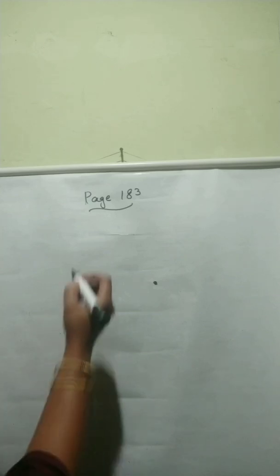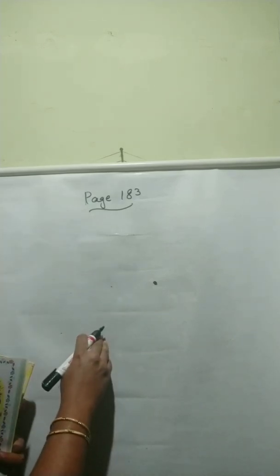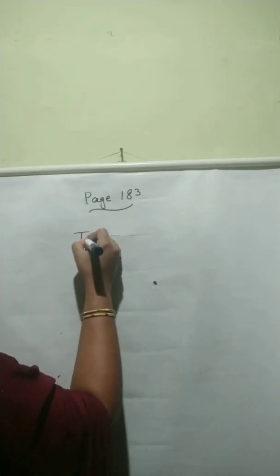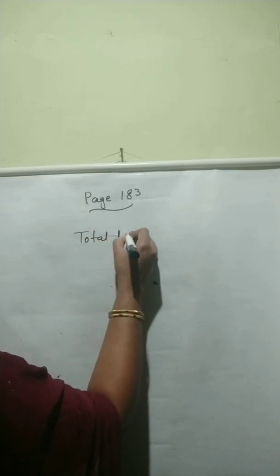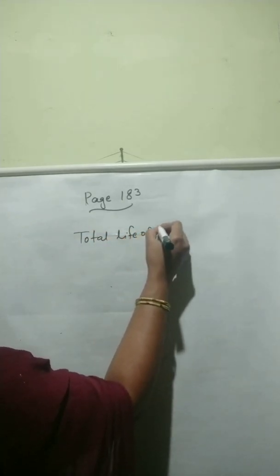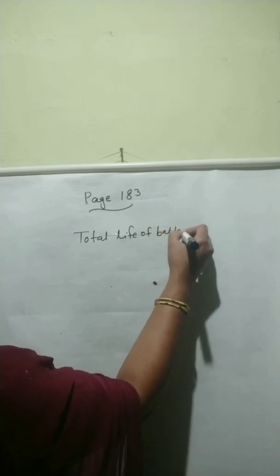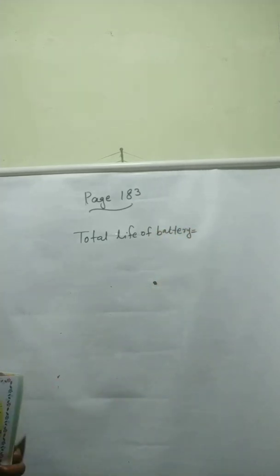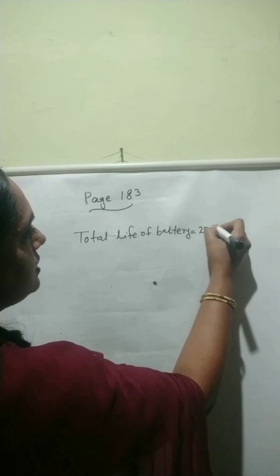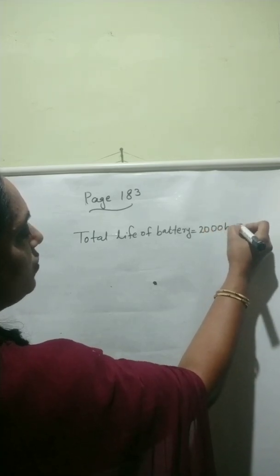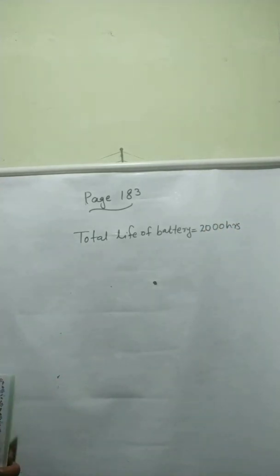So here it is given that 2000 hours is the life of the battery. So we can write the first step as total life of battery. What is that? 2000 hours. Hours we can write in short as HRS.